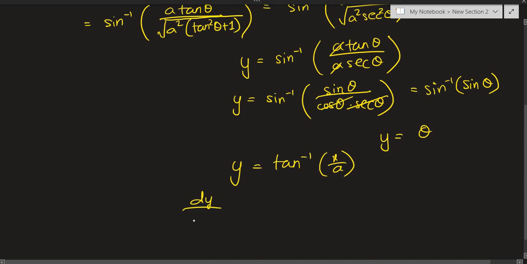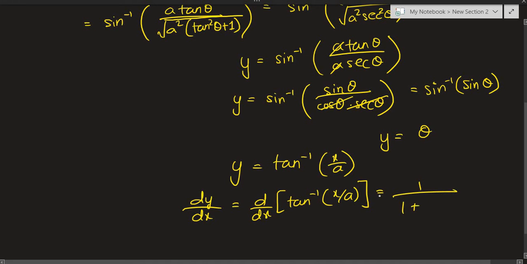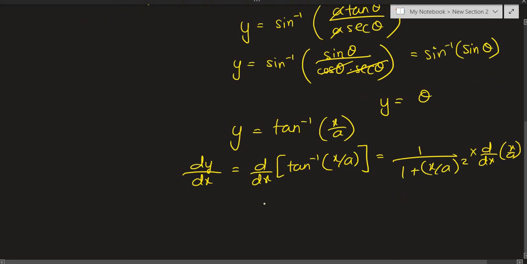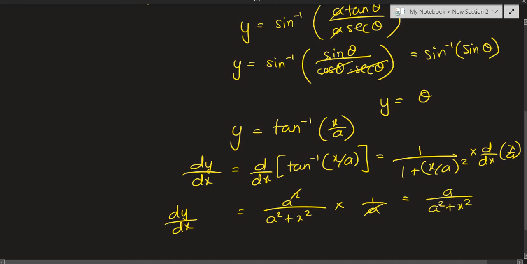Well, now we can differentiate with respect to x. So dy by dx is going to be the derivative of the inverse tangent of x by a. So chain rule again, 1 over 1 plus variable squared, so x by a squared, times the derivative of x by a. It's the chain rule, remember? So you end up with, cross multiplying, a squared divided by a squared plus x squared times the derivative of x by a, which is going to be 1 by a. You can cancel one of the a's out if you want. So you end up with dy by dx is equal to a divided by a squared plus x squared.